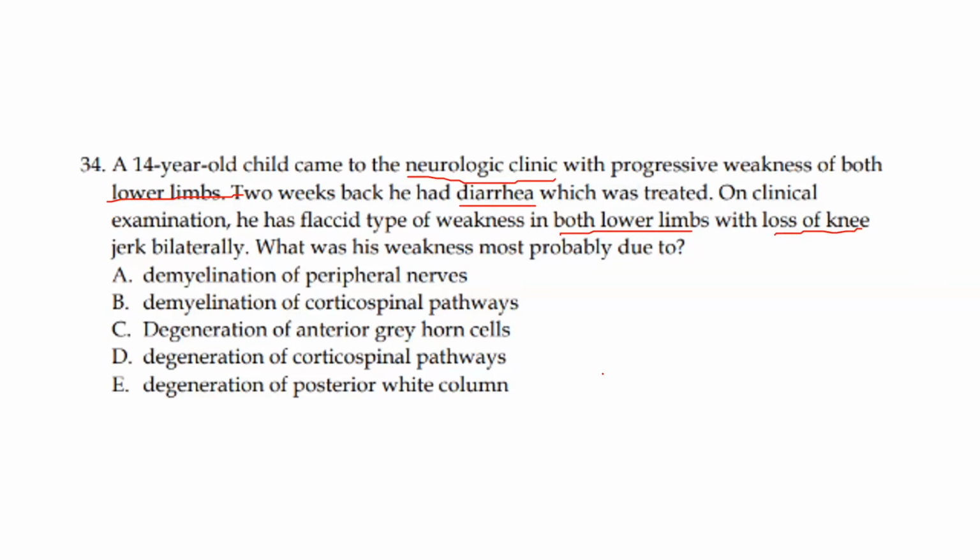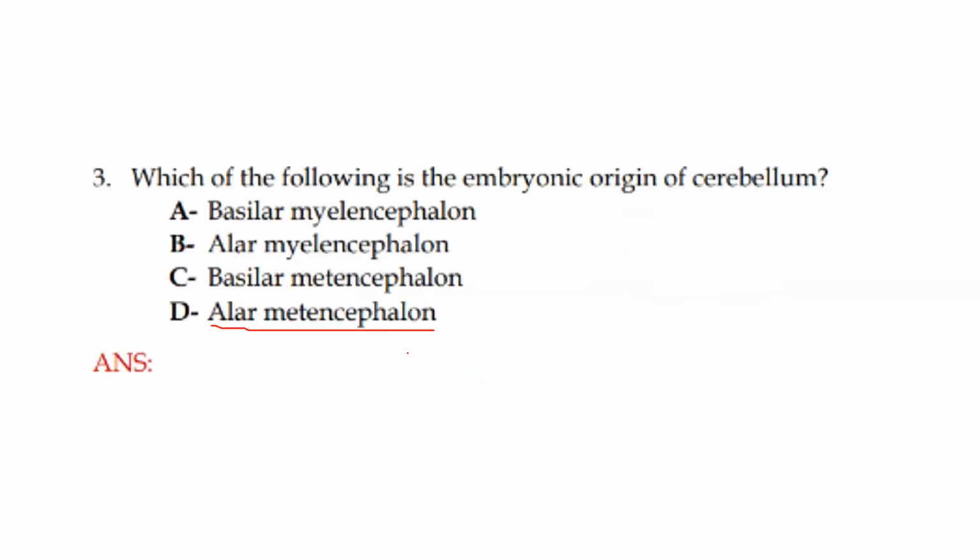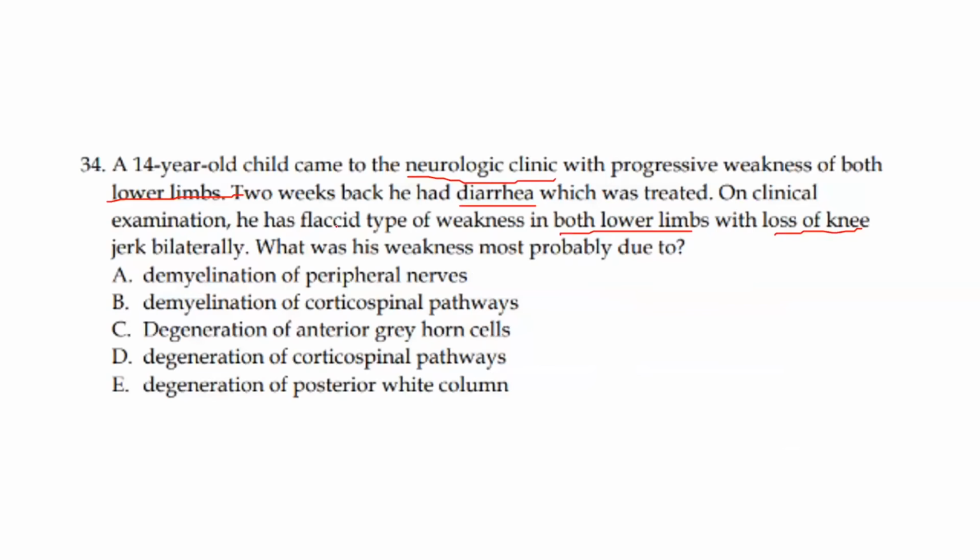Yeah, the answer to the previous question was the alar metencephalon. Indeed. For this case, progressive weakness of lower limbs, treated for diarrhea 2 weeks ago. On clinical exam, he has weakness of both lower limbs and loss of knee-jerk reflex. What's the most likely cause of weakness? Demyelination of peripheral nerves, demyelination of corticospinal pathways, degeneration of corticospinal pathways, degeneration of the posterior white column, or degeneration of anterior gray horn cells.